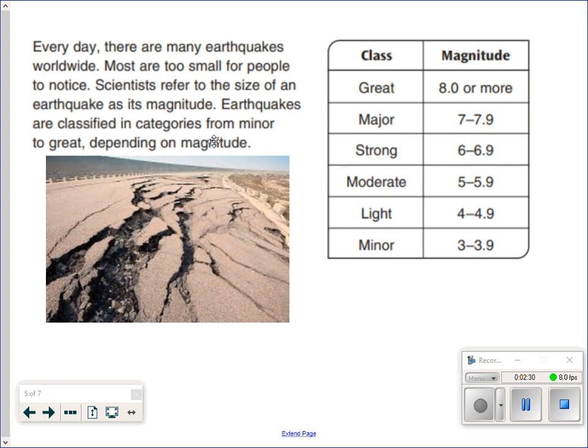When I used to live in Japan, it's right on a border of plate tectonics. I would be in earthquakes. I think I experienced like a 7.2 one time. A lot of damage was happening. I was safe, but wow, that was really scary.